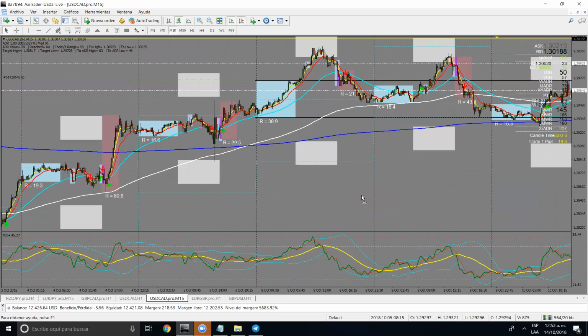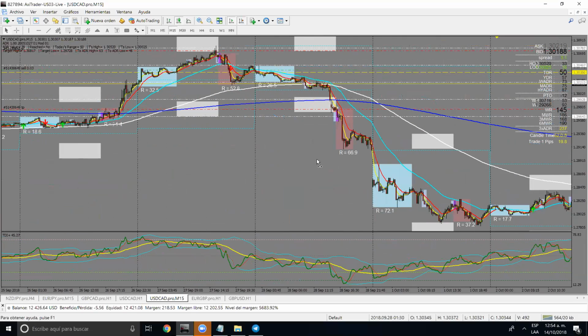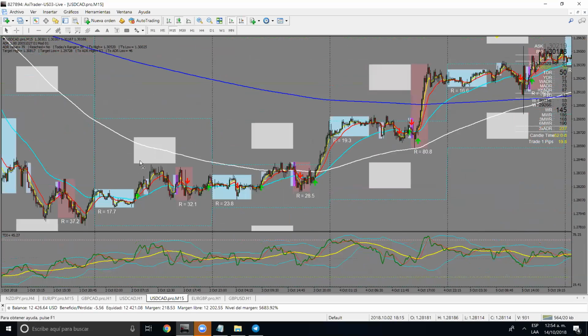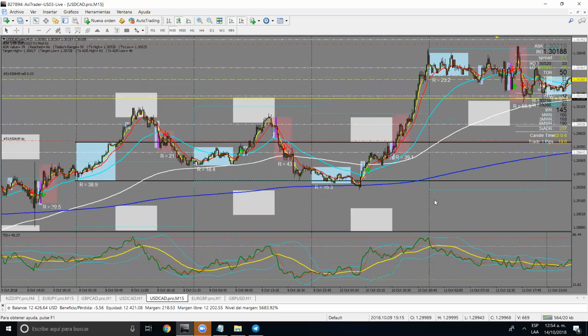Let me watch what we have here. HOD, LOD. Okay, we have some little special boxes here, here and here. It's just before when the European session is open and the American session opens. Okay, here, boxes.